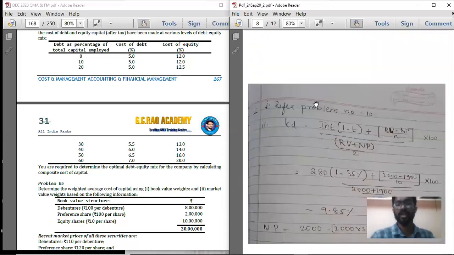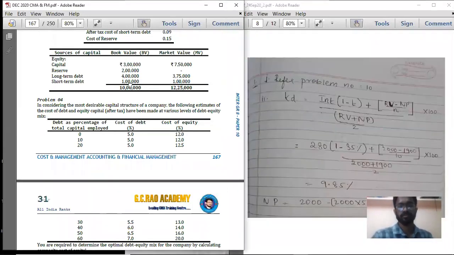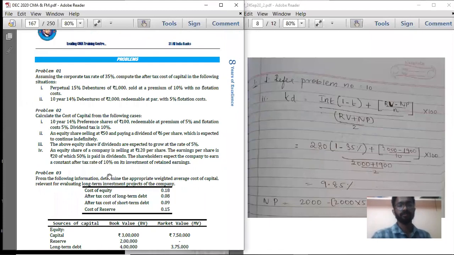Moving on to the next problem, that is problem number 1. To understand the formulas, you are doing this problem. See what they have given. Assuming a corporate tax rate of 35%, compute the after-tax cost of capital in the following situations. They are asking us to calculate the after-tax cost of capital in the following situations. That is, they have given two different situations. You have to calculate the after-tax cost of capital. Both are debentures, so they are asking us to calculate the after-tax cost of debenture.